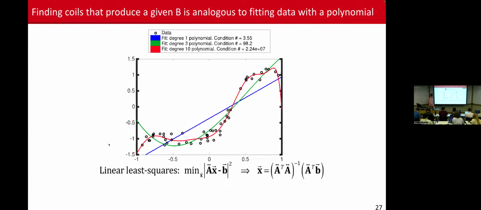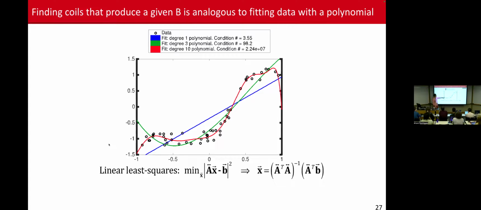Okay, some other rough advice about this. You can think about finding coils as analogous to fitting data with a polynomial. Just to remind you what that looks like: if I start with a degree 1 polynomial and I have some data in these circles, the degree 1 polynomial will give me some fit that looks like the blue line here. Then a cubic will give me a slightly better fit, and I can keep adding polynomials of higher order to get a really good fit to the data.